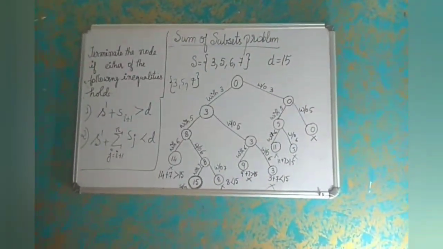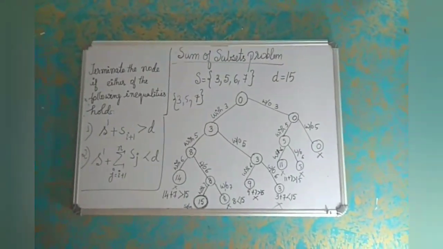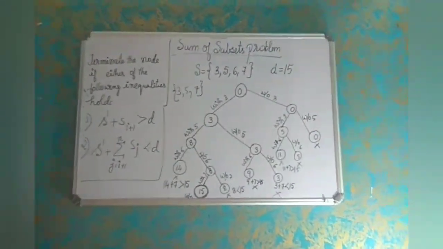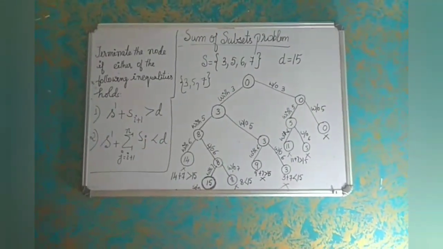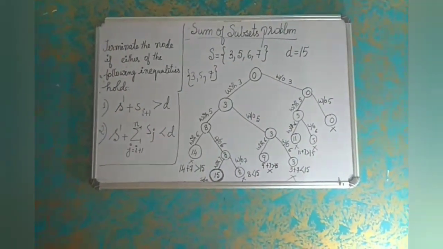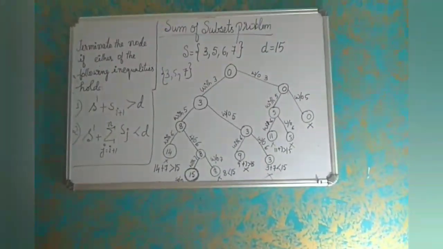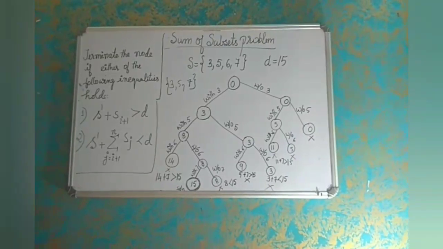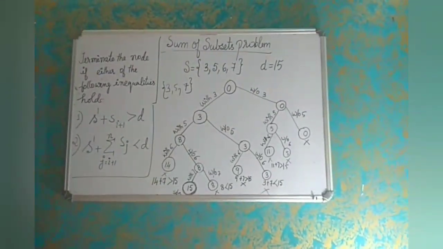That's all. So please solve some more problems that are there in the textbook. Please solve the problems and understand how to construct the state space tree and how to apply these constraints everywhere. Whenever the constraints don't hold good, you have to stop. You have to consider it as a non-promising dead end. That's all. Thank you.